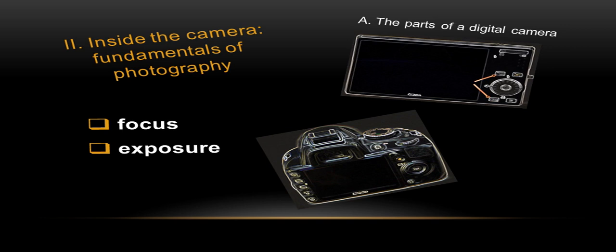Inside the camera, fundamentals of photography. In order to take a photo, there are many different things your camera needs to take into account, such as focus and exposure. Most of the time, these things will be set automatically by your camera. However, you'll sometimes need to make manual changes to the settings to get the best possible photo. Remember that cameras come in many different shapes and sizes, so the exact buttons and features will vary.